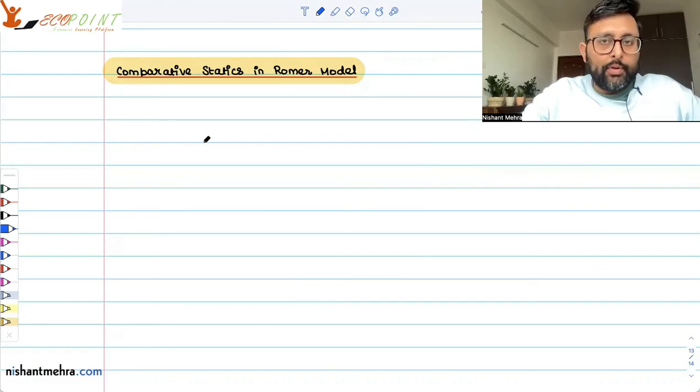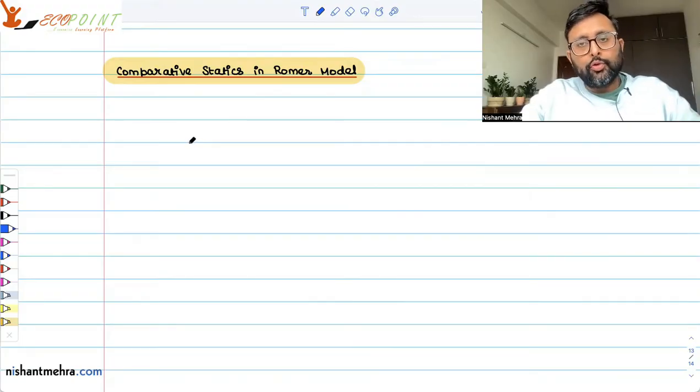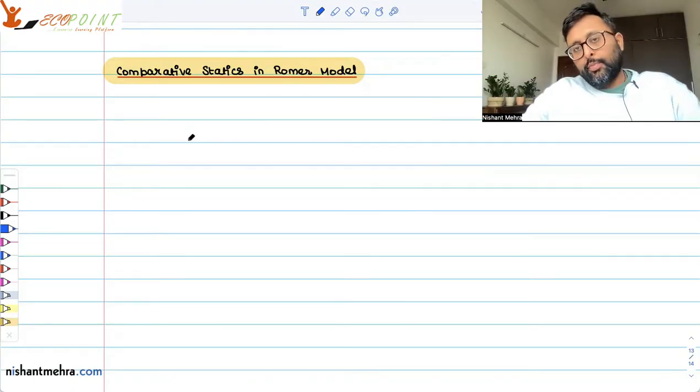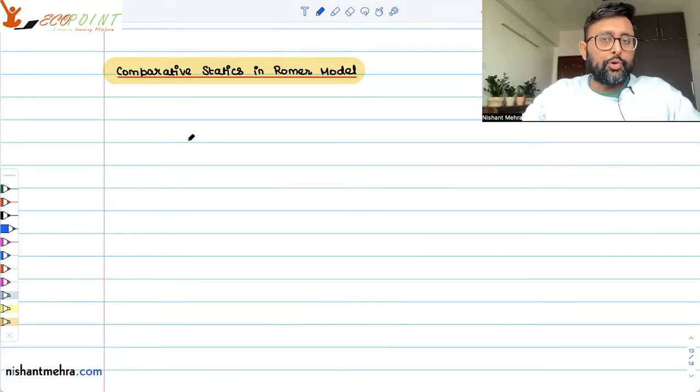Comparative statics in Roman model. So we have talked about the balanced growth equation in Roman model. We have also talked about the special cases for Roman model. Now we are going to talk about comparative statics. So let us say there is a permanent increase in the R&D share. That is, if the share of the population engaged in R&D is going to increase, how is this going to affect the economy?